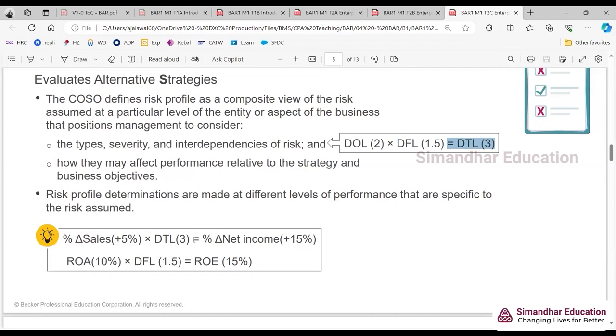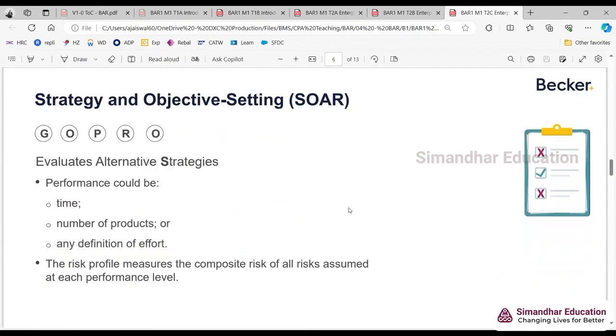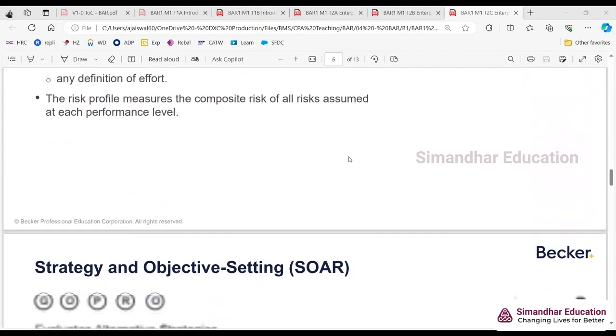If you have the degree of total leverage and you multiply by the change in sales, then you will get the change in net income, and of course on a percentage basis. All right, so very simple formula. You can just have a look at it. There will be certain formulas that you will have to memorize. We can't do anything about it. That's like maths, right? Yeah, strategies we discussed.